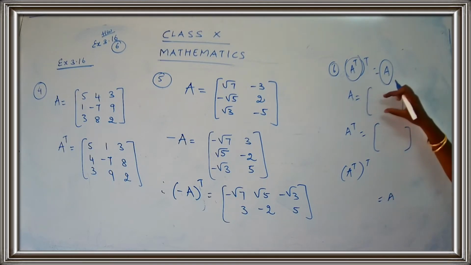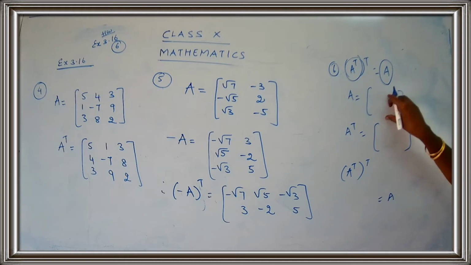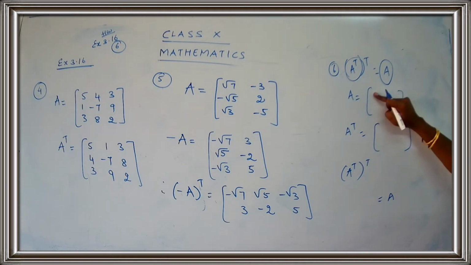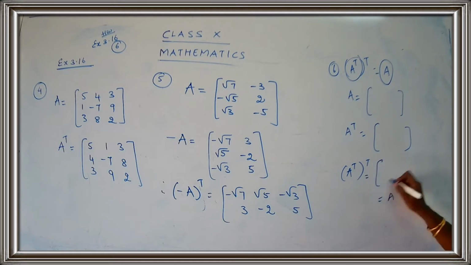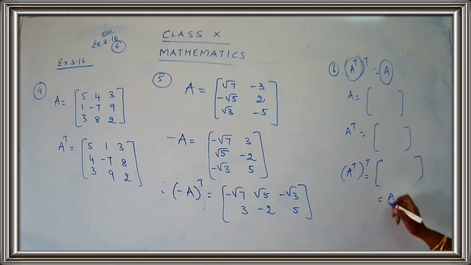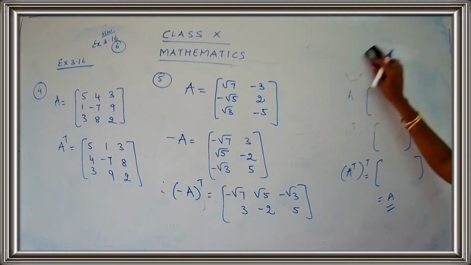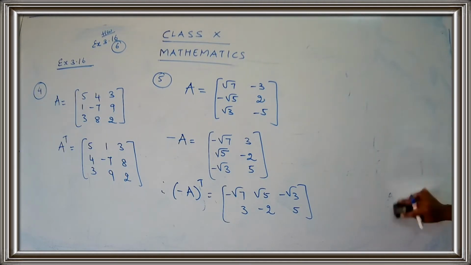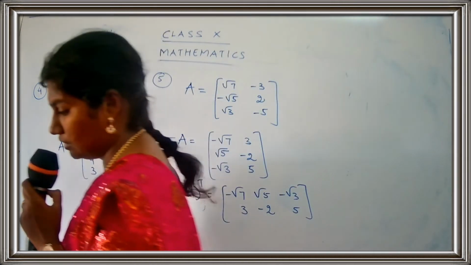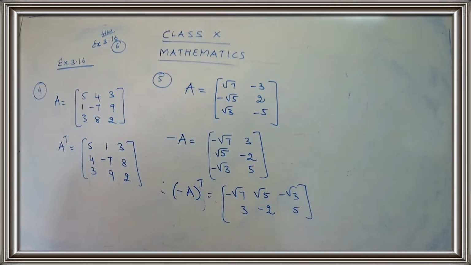So first of all, you have to take the question, that is the matrix. You have to take the transpose of A. Now A transpose means you have to take the transpose of A transpose. And you will get the answer as A. That's all. Try out question number 6 as homework. Okay, now let's take question number 7. Take down question number 7.